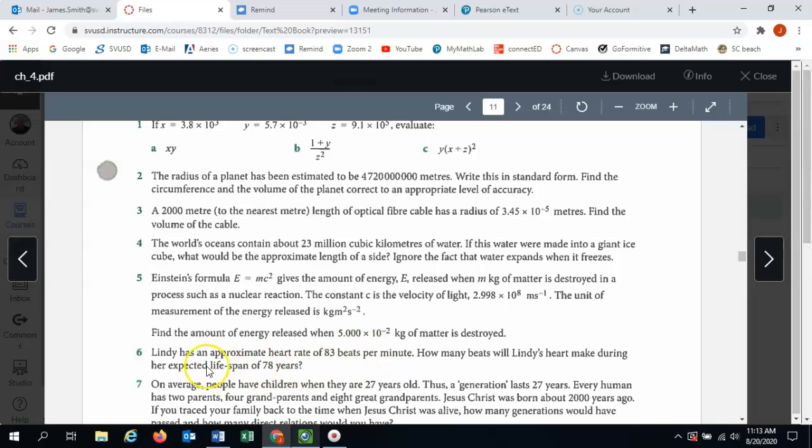The last one, so Lindy has an approximate heart rate of 83 beats per minute. All you have to do on this one is convert minutes to years. So there's several conversions that you would have to go through to do that. So if 83 beats per minute, well, there's 60 minutes in an hour. So I have to multiply this by 60. There are 24 hours in a day. So you got to multiply that answer by 24. There are 365 days in a year. So multiply by 365. And you're doing it for 78 years. So multiply by 78. And then that should give you your total.